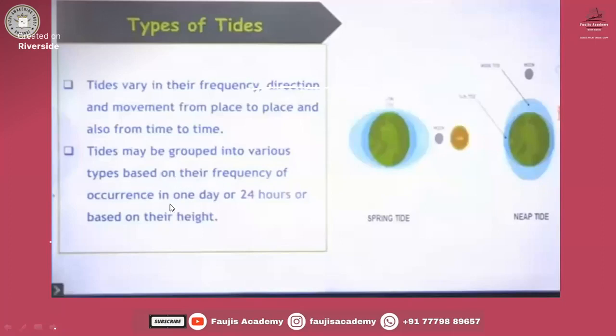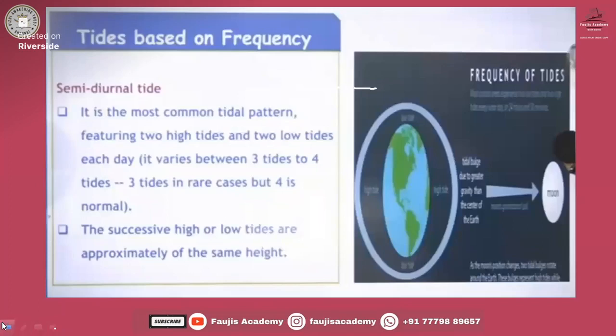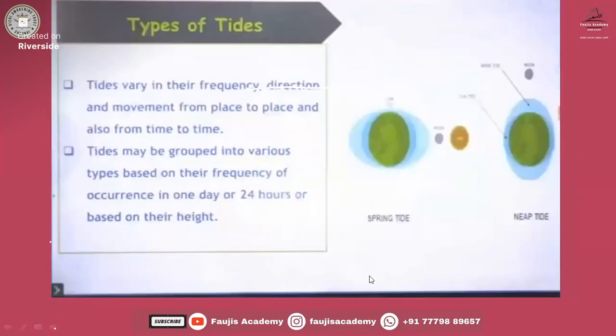So based on frequency of occurrence in one day or 24 hours, based on their height. Between the two high tides we have a gap of 12 hours 26 minutes. So in that way, in one day, in the 24 hours, we have two tides. It will be like 24 hours for two tide occurrences to take place. So that time will be 24 hours 52 minutes.